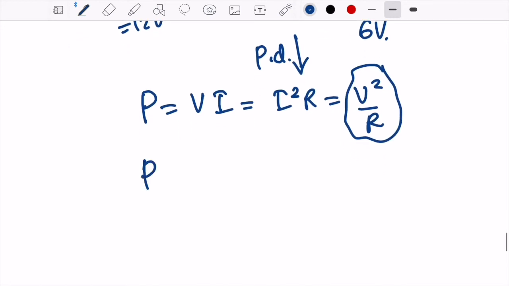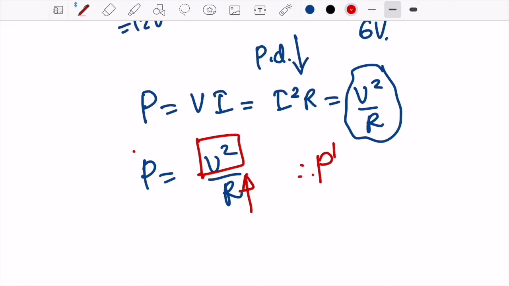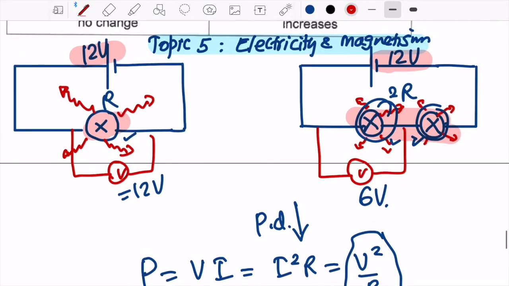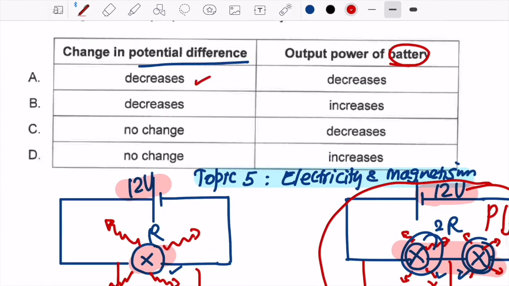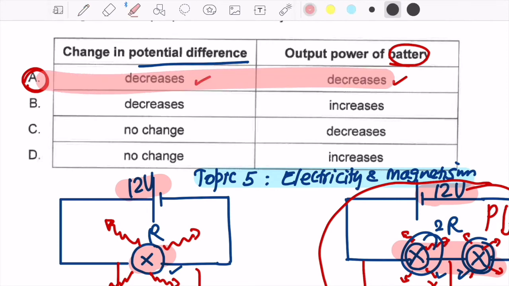Okay, so power equals V squared over R, right? But what happens if you don't change V, but you increase R? This becomes twice, so this becomes half, right? So P dash will be P over 2. It means the power, the energy coming out of the cell in 1 second, actually decreases in this situation. So power decreases. So the answer has to be A for question number 20.